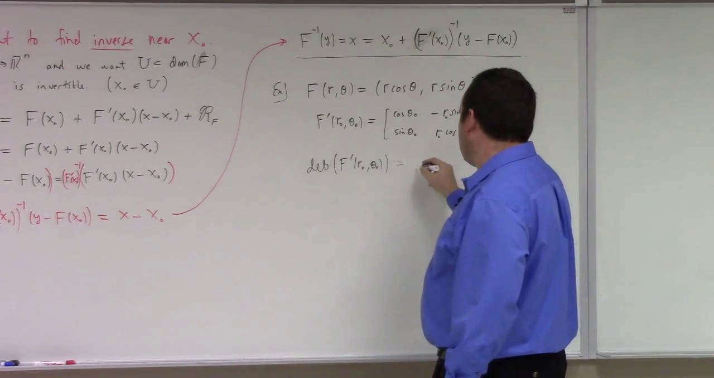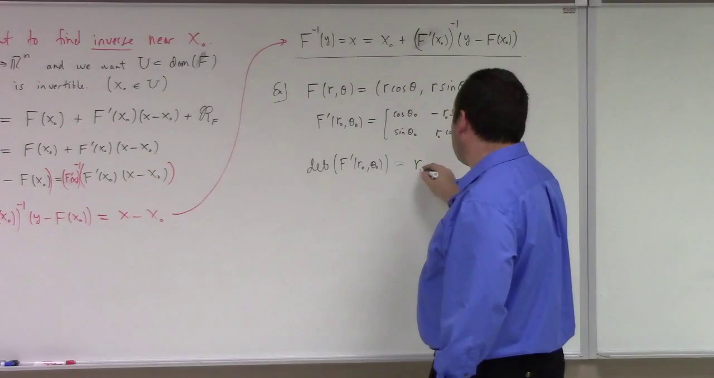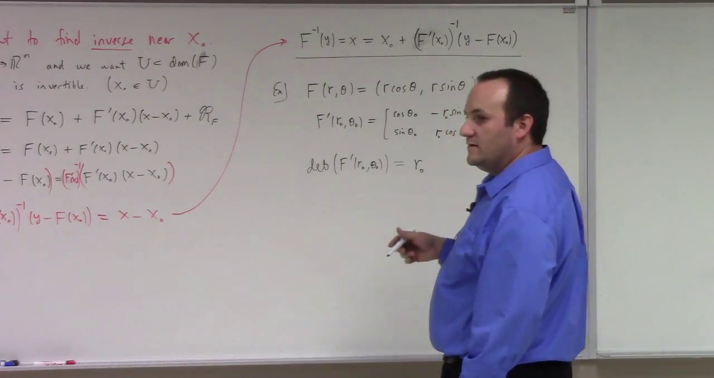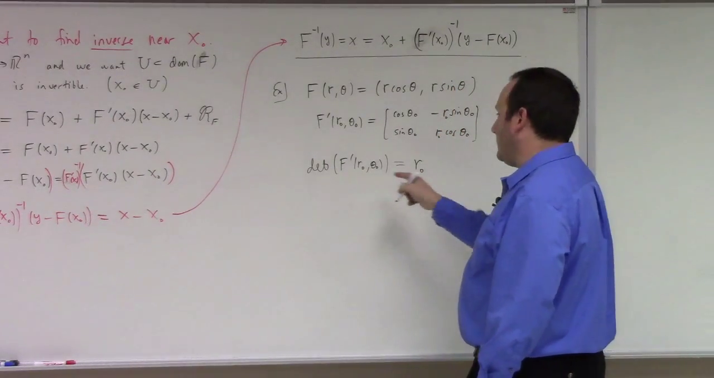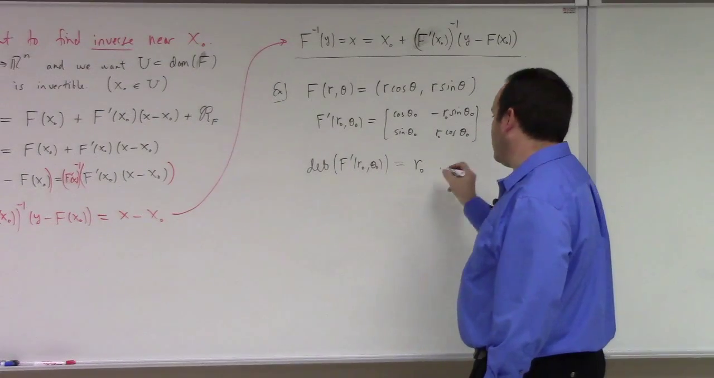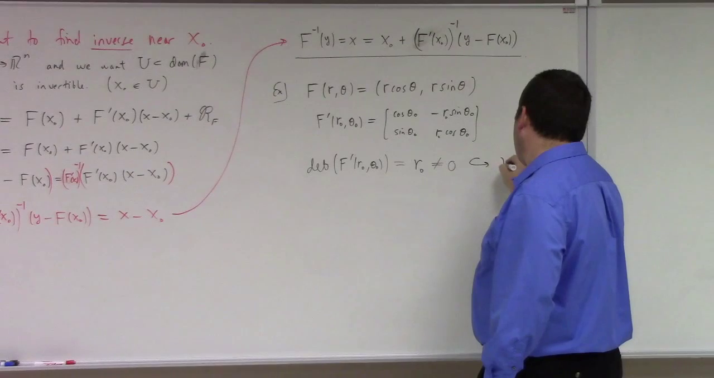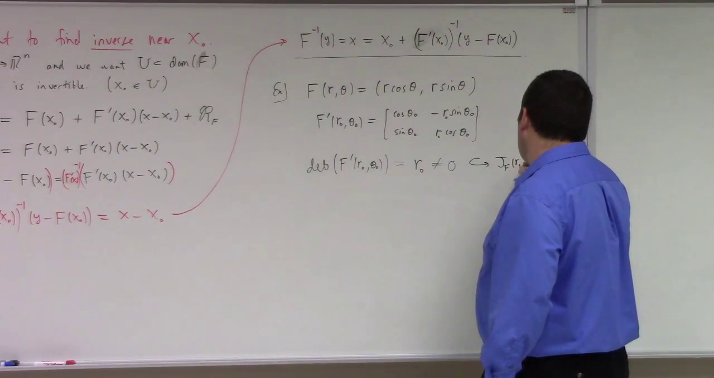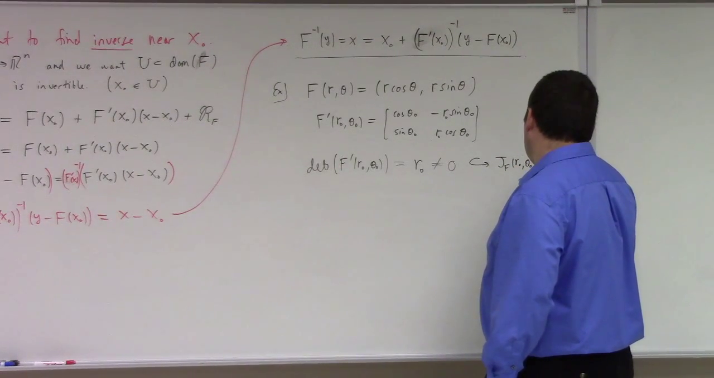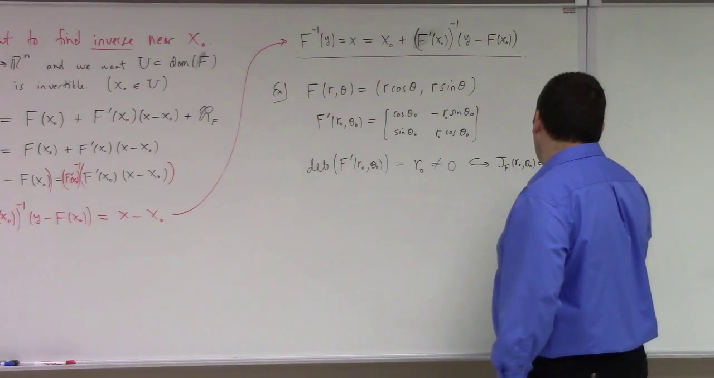So it works out to r naught, because you get cosine squared theta naught plus sine squared theta naught. So basically, everywhere except where r naught is equal to zero, the Jacobian of f at r naught, theta naught is in GL_n(R). It's invertible.